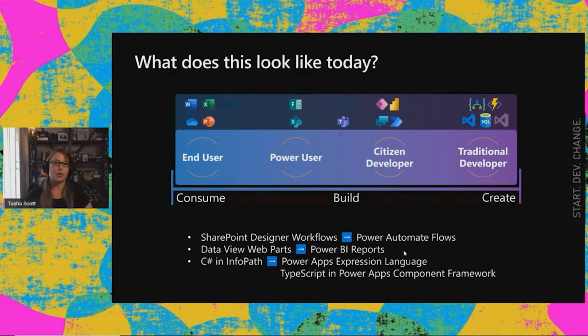So even though we don't have SharePoint Designer workflows anymore, we do that business process automation now using Power Automate. And whereas before I was doing complex data visualizations using DataView Web Parts, now we have Power BI for that. And in the place where I would have written C# full trust InfoPath solutions, we've evolved, right? So now we build Power Apps, and you can make really incredible applications using the Power Apps expression language. Or if you want to get really fancy, when you're really far down your tech journey path, you can build Power Apps component framework components using TypeScript or JavaScript.